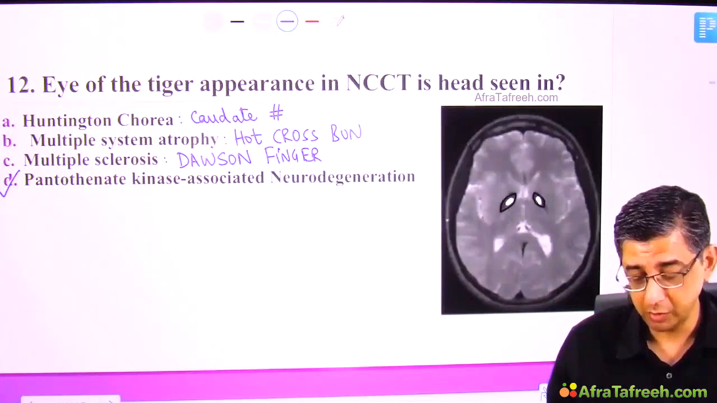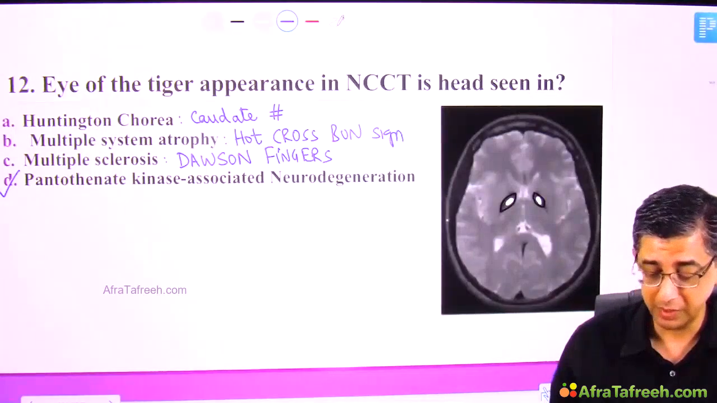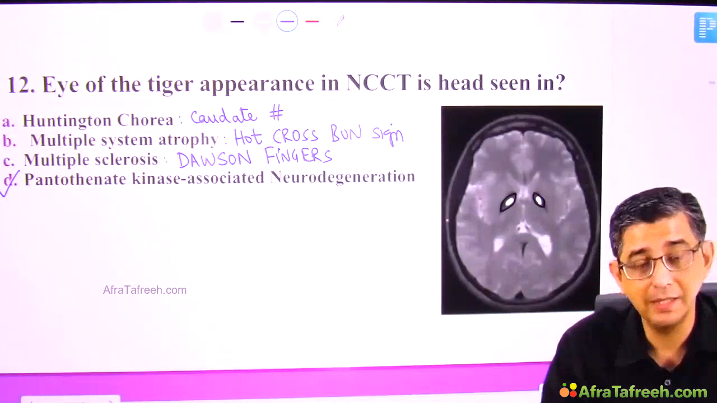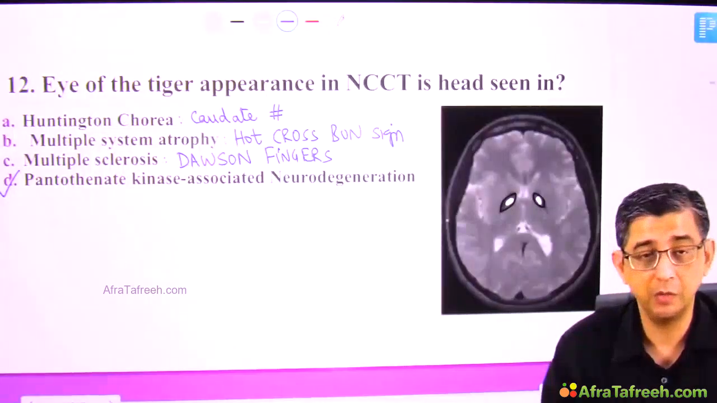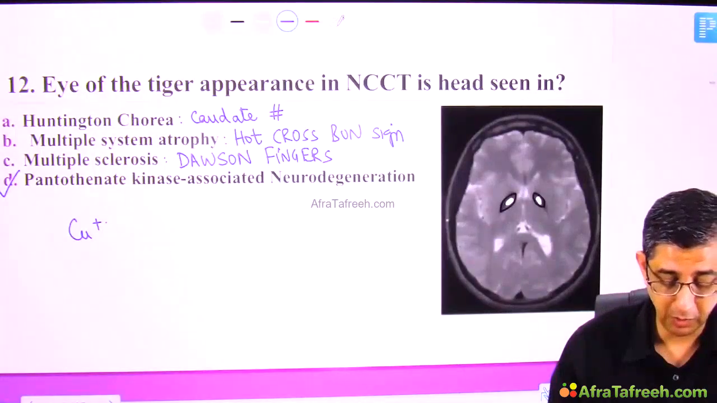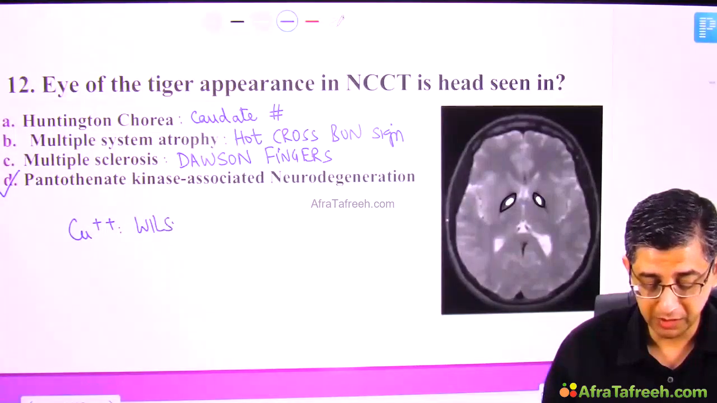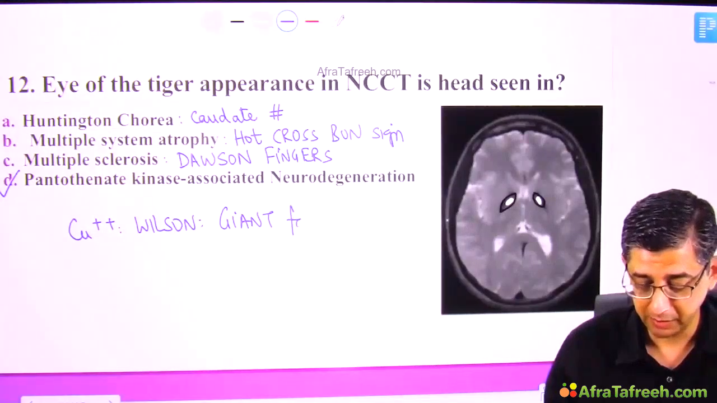So since I'm not able to visualize the classical lesions that are seen in the disorders mentioned in options A, B and C, therefore by exclusion the answer would be option A. In fact, two messages that I want you to remember: if it's copper deposition in the brain, then we are talking about Wilson disease, and the radiological finding is called the giant face of panda, right?